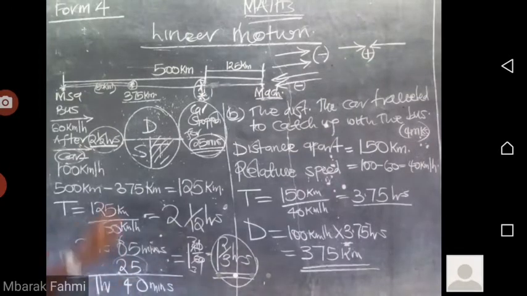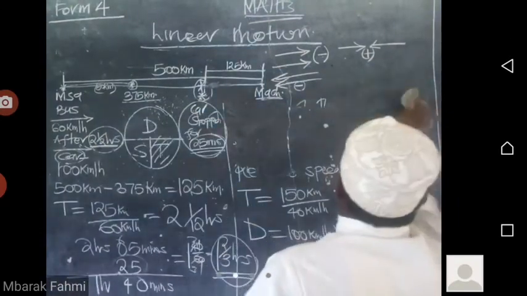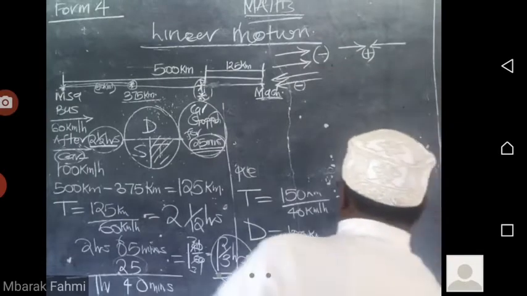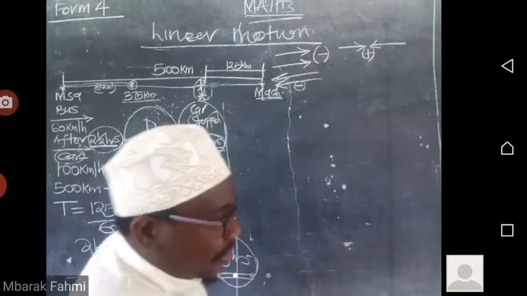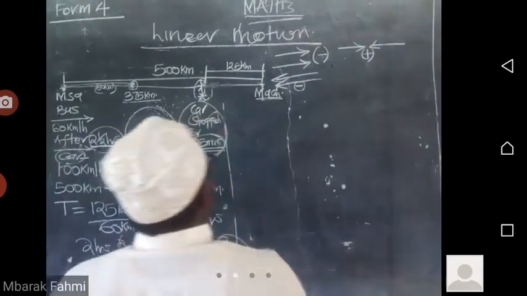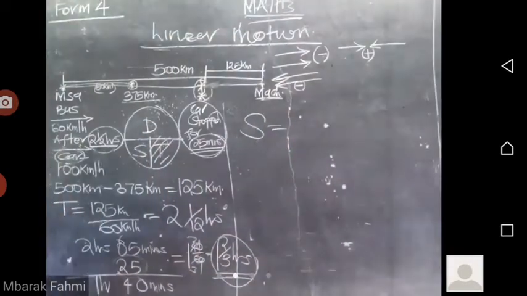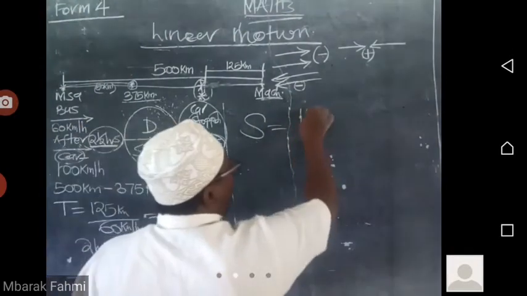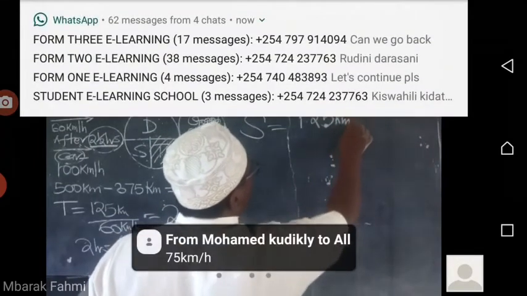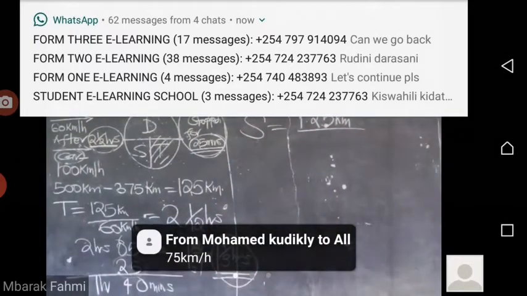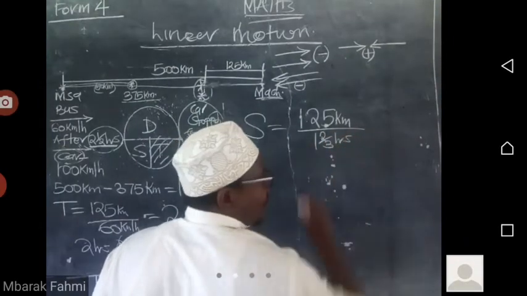So from there now we can calculate the speed that the car will move with to reach Machakos at the same time as the bus. So speed is equal to the distance to be covered, which is 125 kilometers, divided by 1 and 2 over 3 hours.